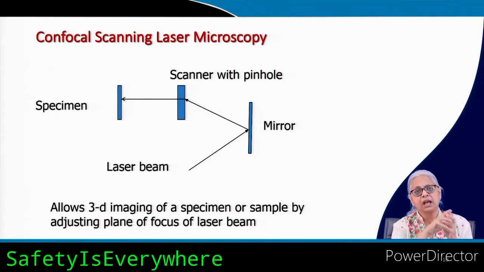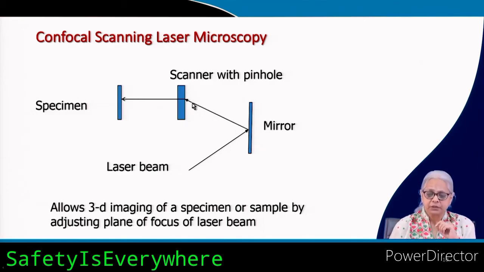Then we come to another modification which is also becoming very popular, and that is confocal scanning laser microscopy. So here we have a laser beam. It is reflected off a mirror. This beam, after reflection off the mirror, passes through a scanner which has a pinhole, and then it is incident on the specimen. Now, if you generate a series of images by changing the plane of focus, this plane of focus is going to be changed again and again. That will allow a series of images to be formed, which can then be assembled together to create a 3D image of the specimen.